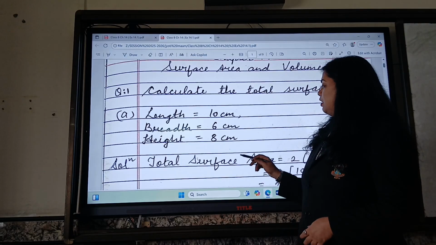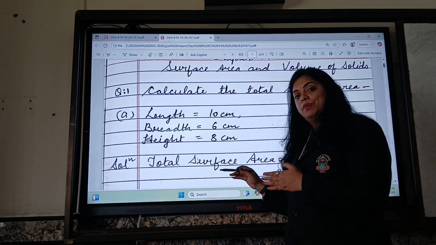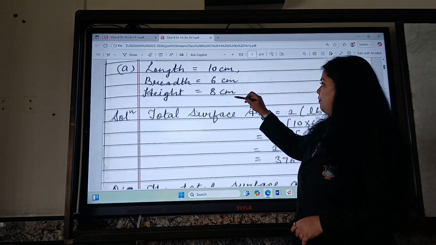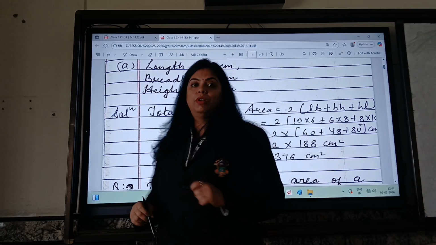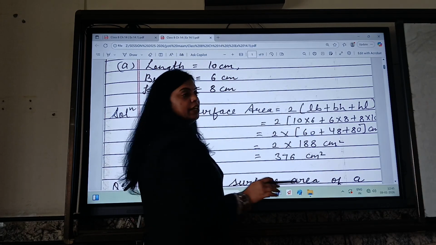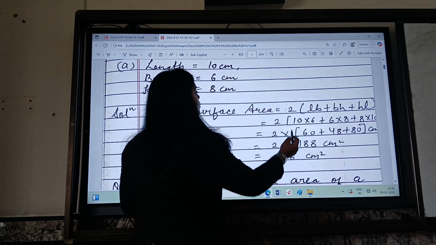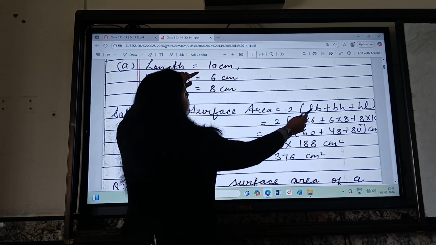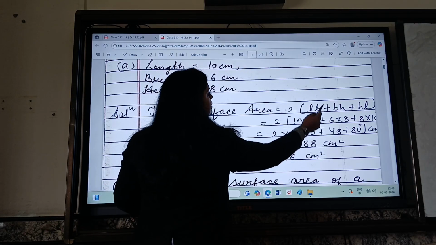It is 2 into LB plus BH plus HL. See, if I am using this formula, so what I will be having? L and B. If there is no sign, I will use multiply sign. So L means 10, B stands for 6, so 10 into 6 plus.